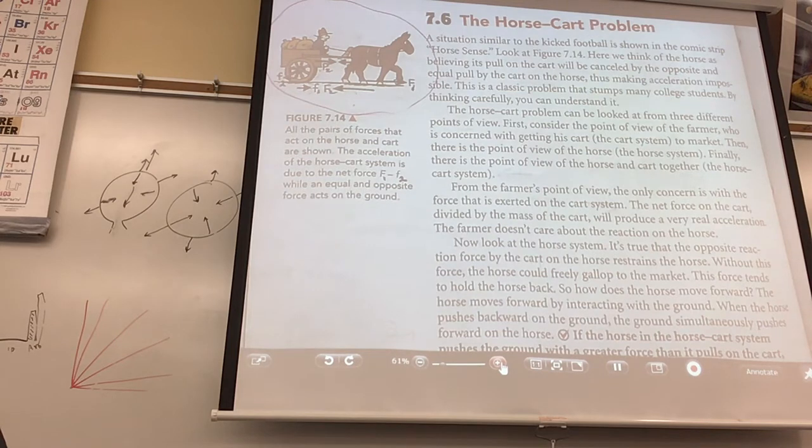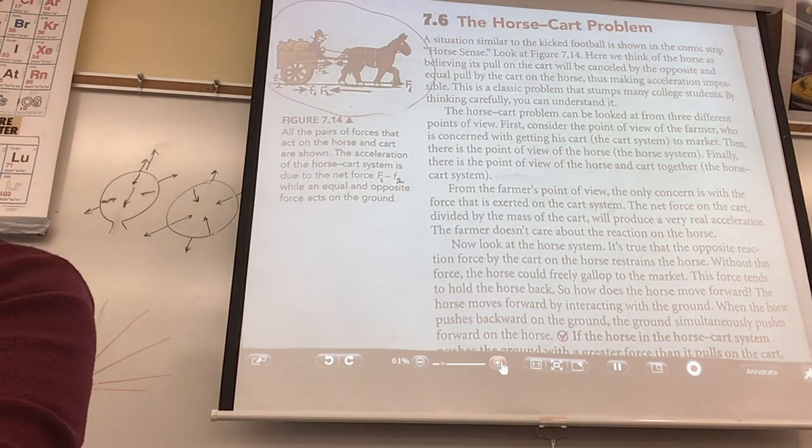I'll give you a clue. There are 3 objects: horse, cart, ground. So what 2 objects do you think are interacting there? The ground and the cart. Okay, yes, keep going. You can't say ground first, so you're going to say what? The cart pushes the ground. Which way? Right. That's right.